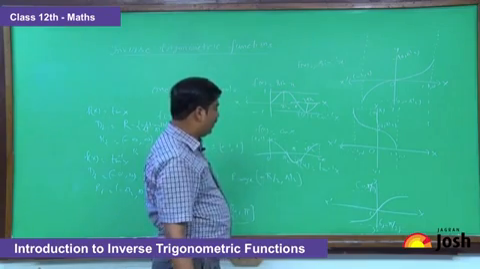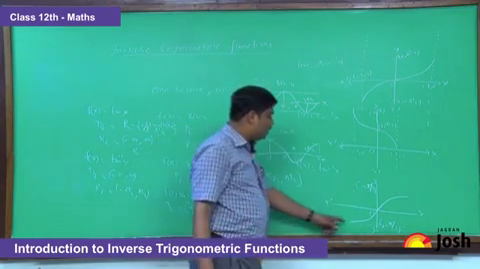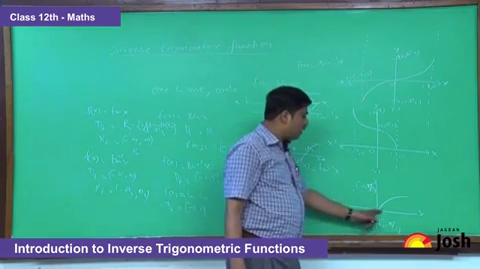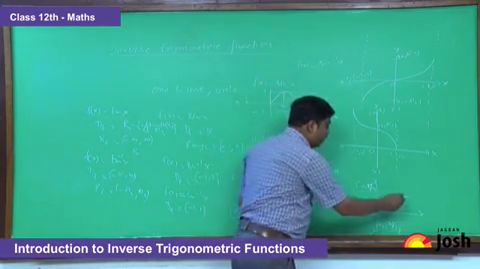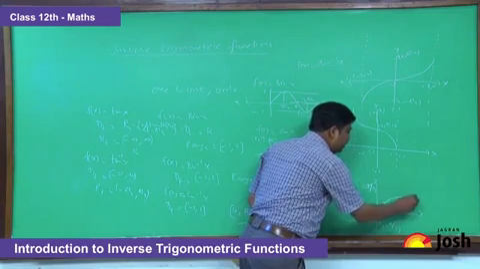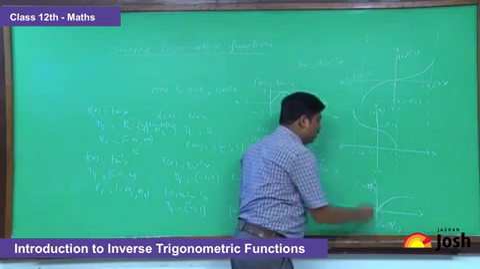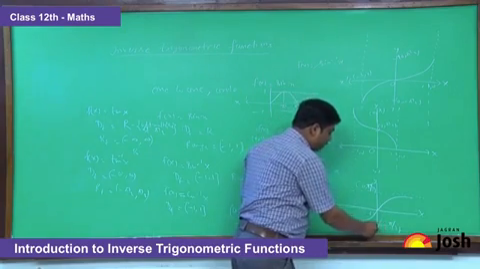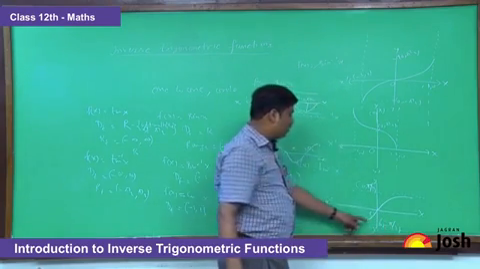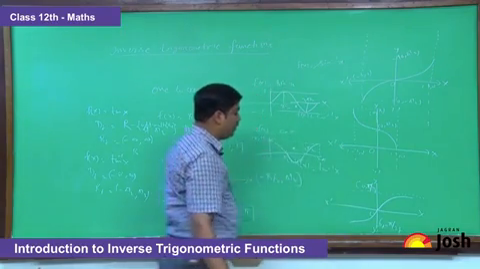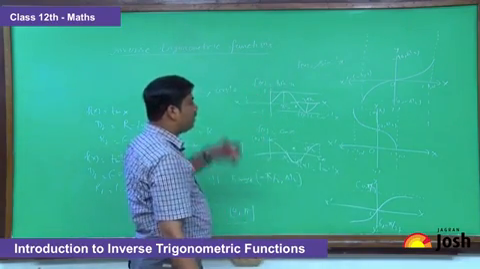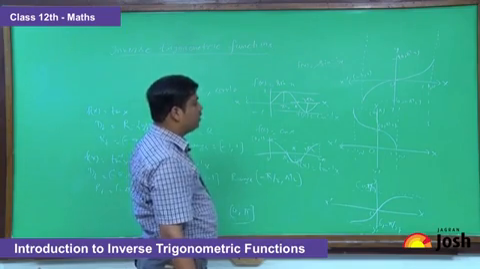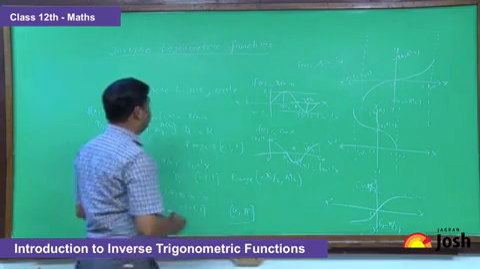Similarly, the graph for tan inverse x goes like this. At y equal to π/2, x becomes infinity. So the graph becomes asymptotic at y equal to π/2. And similarly, at y equal to minus π/2, it goes to minus infinity. These are the graphs for sin inverse x, cos inverse x, and tan inverse x.